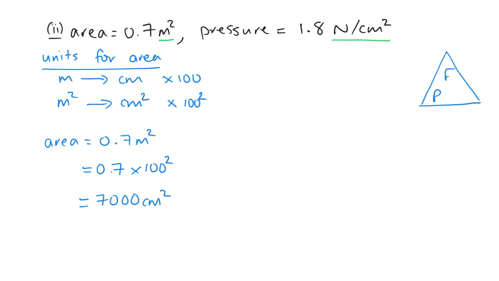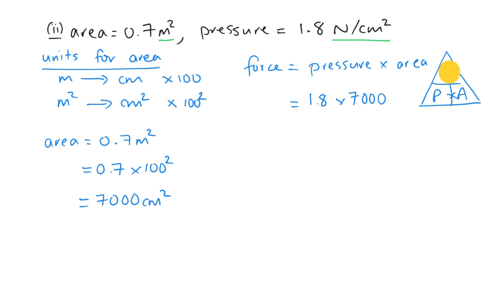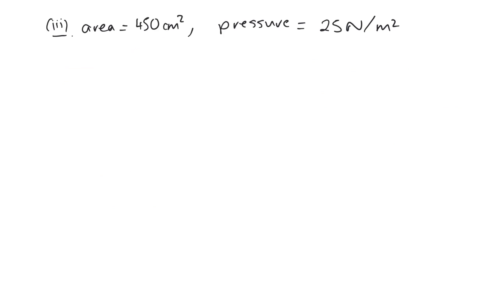And then we'll have to think about our wee triangle to get our formula. So pressure is F over A. We're looking for the force, so cover that over. So the sum that we're going to use is force equals P times A. So pressure times area. So our pressure is 1.8. Our area worked out is 7,000 centimeters squared. So when we multiply that, we get 12,600. And our units for force are always newtons.